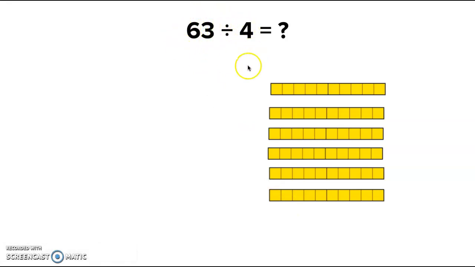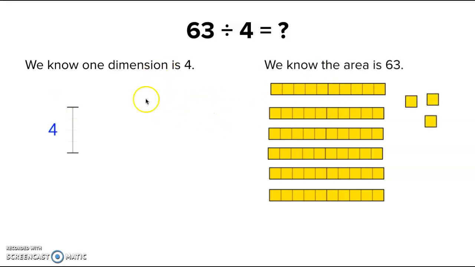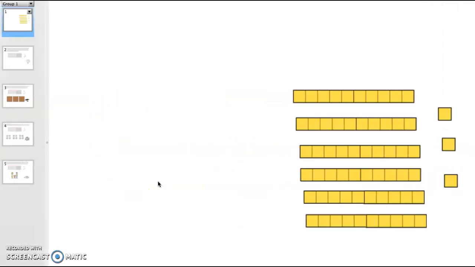All right, so we are trying to divide 63 balloons into 4 tables. So using the area model, we already know one dimension is going to be 4, and we're going to try to find out what the other dimension will be in our area model. So we already know our total area is going to be 63, and we're trying to divide it into 4 rows. So let's try that out over here. We know we're splitting up these 63 balloons into 1, 2, 3, 4 picnic tables. So I'm going to be moving these over.